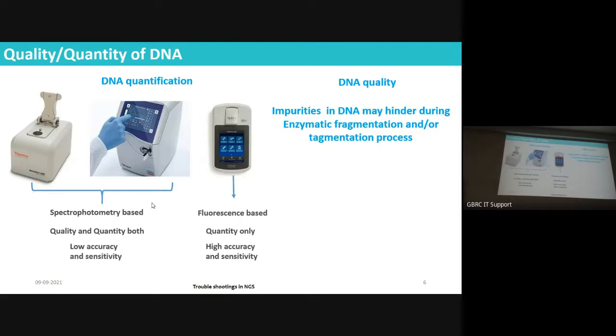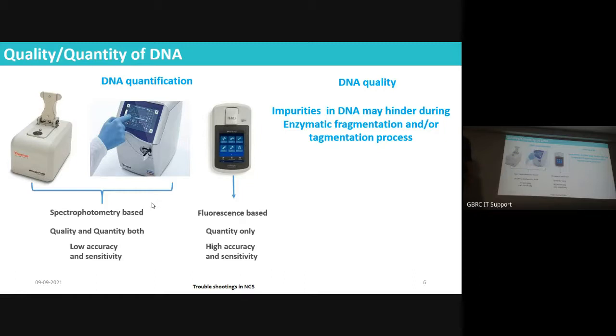Then this is again a Kaya Gen instrument, the Kaya Expert, that also does a chip-based identification of concentration and quality. This is fluorescence based, which is a Qubit fluorometer. Currently, we are using Qubit 4. Absorbance methods have low accuracy and sensitivity, but when you are going for fluorescence based detection, it is highly accurate and sensitive.